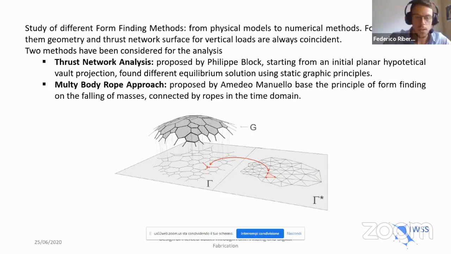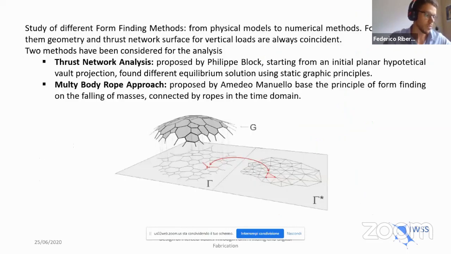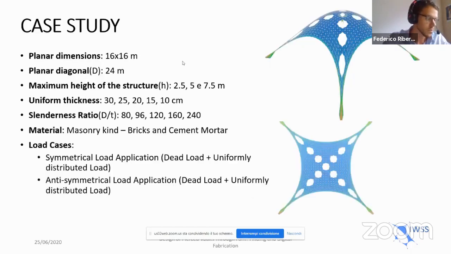Different funicular structures have been analyzed in order to compare them and identify the best shape together with its hole pattern configuration. Different form-finding processes have been evaluated. The multi-body rope approach (MRA) proposed by Amedeo Manuello and the truss network analysis (TNA) developed by Philippe Block have been applied with the support of RhinoVault, a free tool for Rhino.